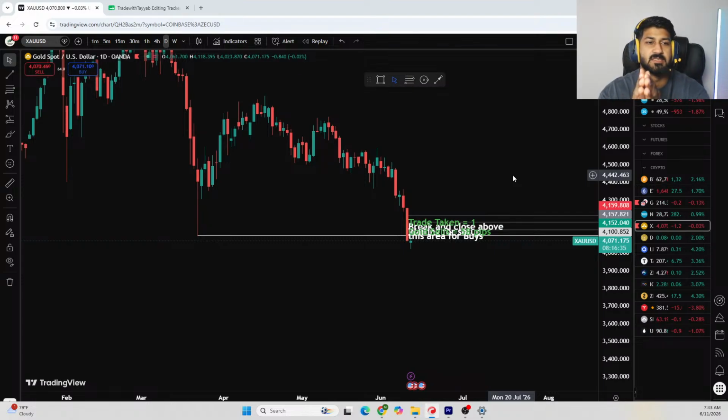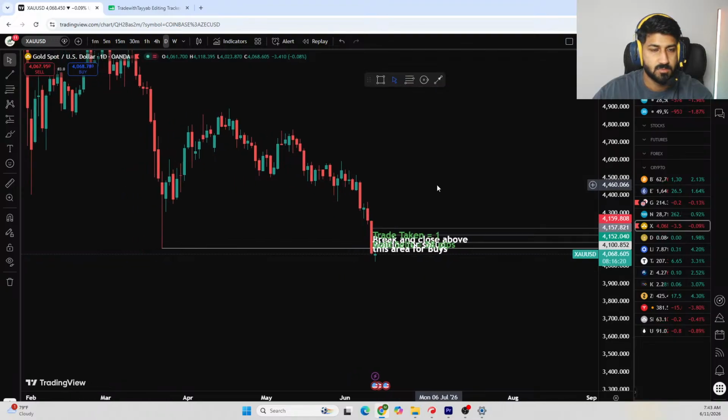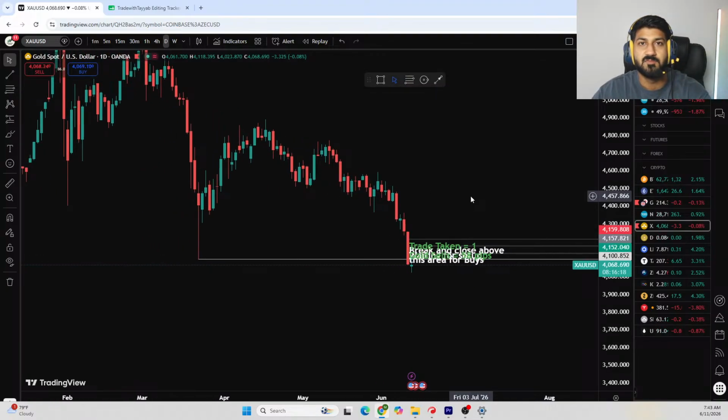Alright, so this is daily gold live. Let me show you how you can look at something like this and start to form a bias. So this is daily gold. This is a live chart of gold on the daily time frame. Let me show you how you can form a bias when you're looking at something like this.